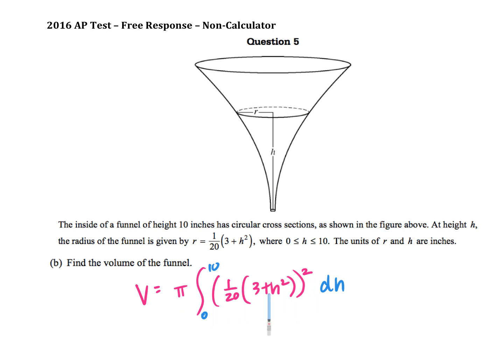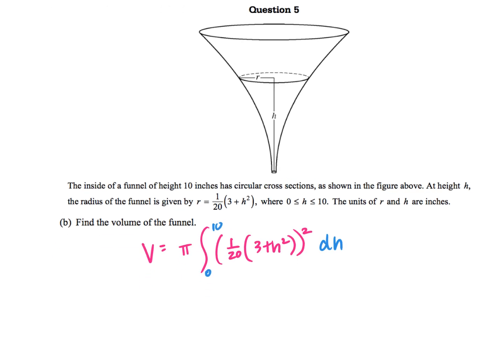If you just write the setup, that's 1 point. This, I believe, is 3 points. We'll go through it. I do want to start with how to break this down because this is non-calc. This looks brutal, doesn't it? Save yourself a step. Is 1/20th being squared? Yes. Is 1/20th squared a constant? Yeah. Could I take it out front? Yes, so I could put that with the pi.